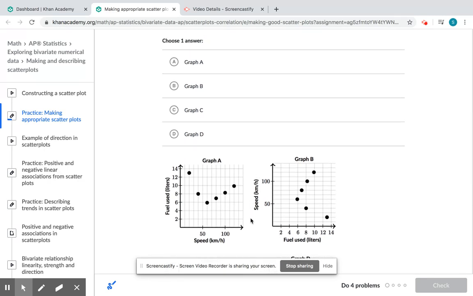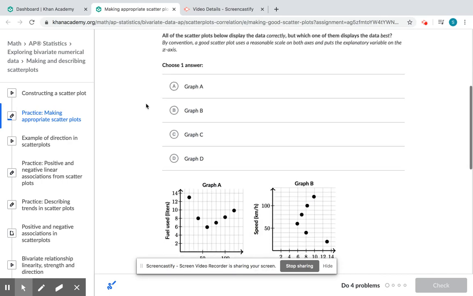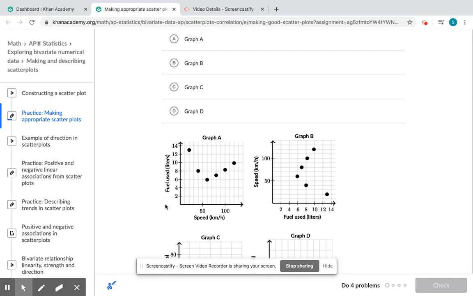All right, what we have to look at is the speed and the fuel used, and you have to figure out which goes on which axis. This does go deeper into dependent and independent variables, but for the sake of what we've done so far and what we've seen, speed is usually on the x-axis. So some type of time is usually on the x-axis. So I'm going to choose graph A just based upon what we've seen and what we know. I think graph A would be the best way to show it.